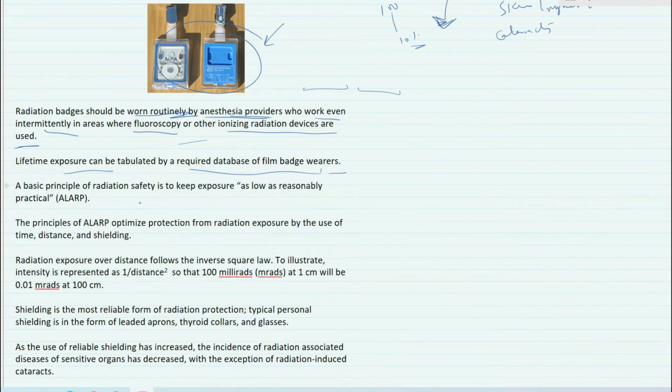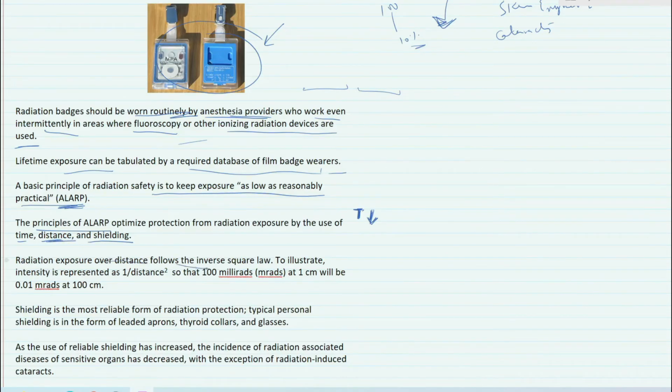A basic principle of radiation safety is to keep exposure as low as reasonably practical. We term it as ALARP, right? The principles of ALARP constitute time, distance, and shielding. First of all, the time of radiation should be decreased. We can do that by reducing the time of procedures, reducing the time fluoroscopy is being done in operation theaters. And the second is distance.